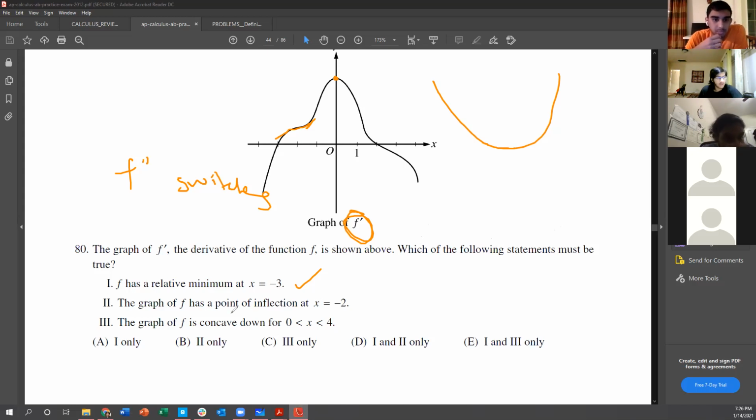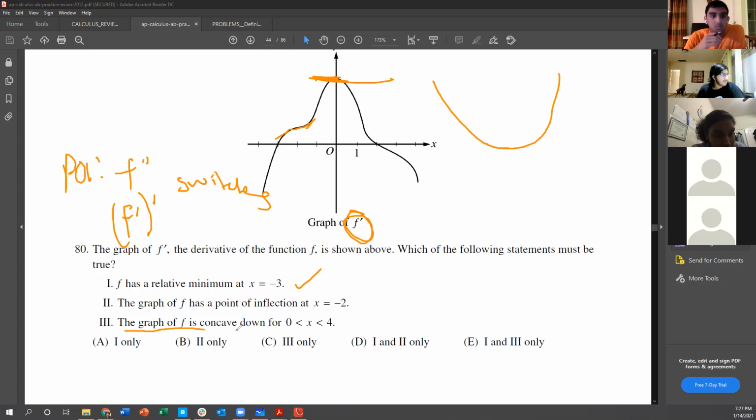But here's the thing. Point of inflection, by definition, means that f double prime switches signs. So if f double prime switches signs, that means f prime switches slope. The slope of f prime will change from positive to negative or negative to positive. In other words, it would be a relative maximum or minimum on f prime. Exactly. Good. So this is where the point of inflection will happen.